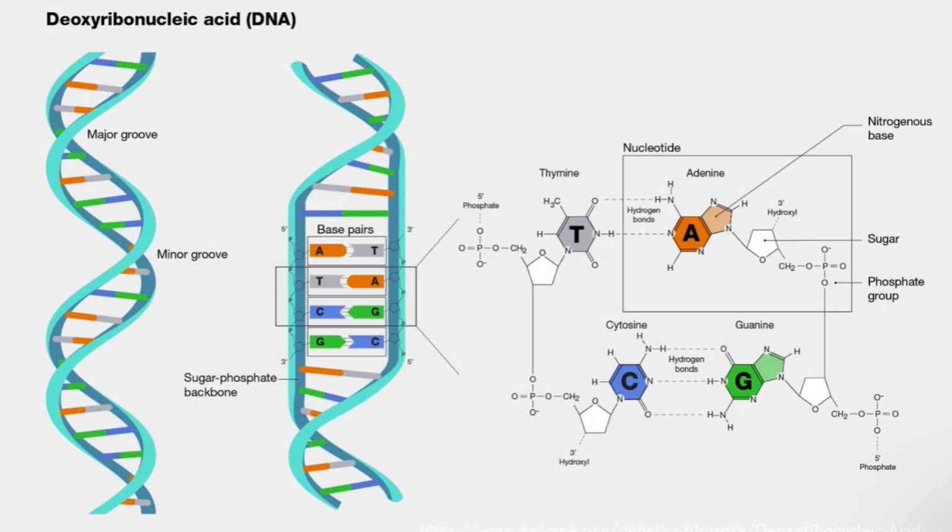Now, this is a picture of DNA we all know. DNA is deoxyribonucleic acid, a molecule that stores our genetic information. It is the blueprint for all living organisms and directs the synthesis of proteins, the molecules that perform most of the functions in our cells.